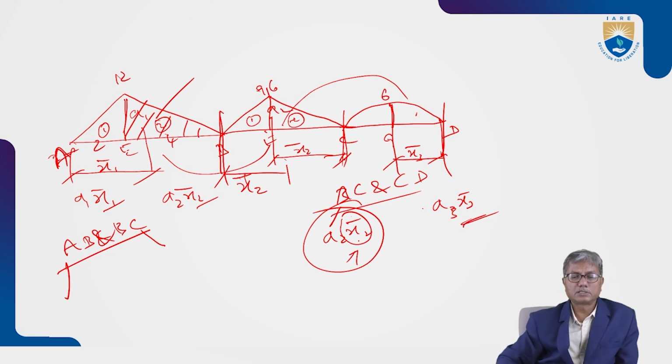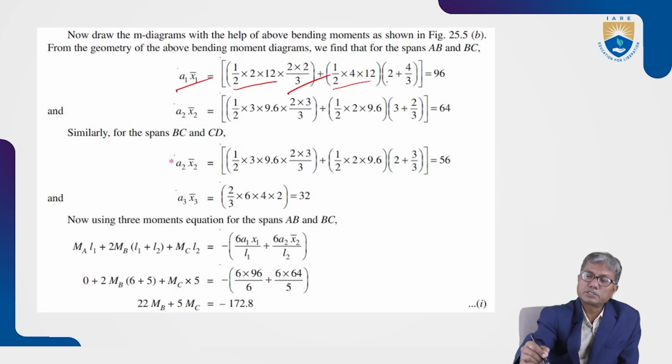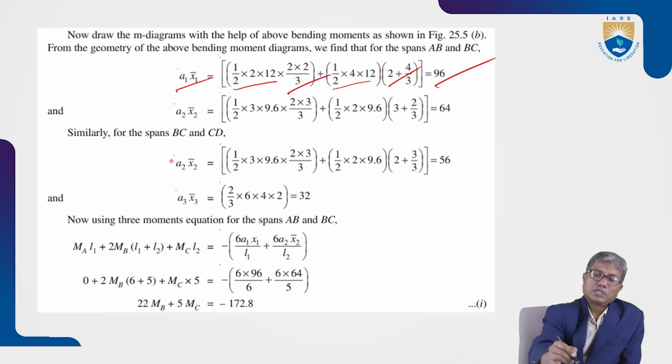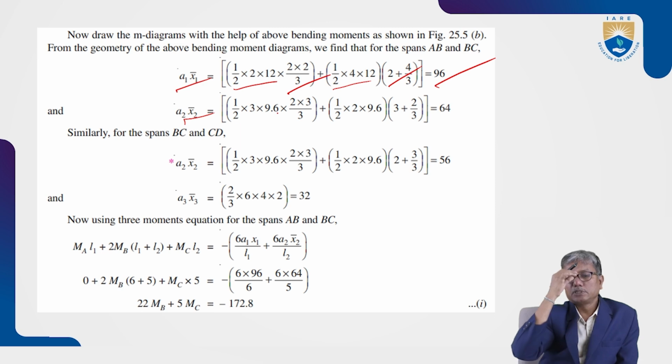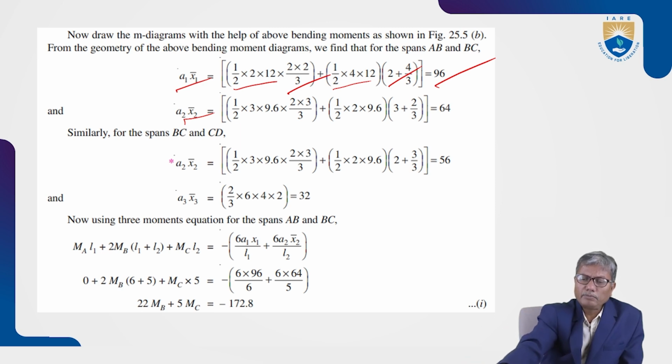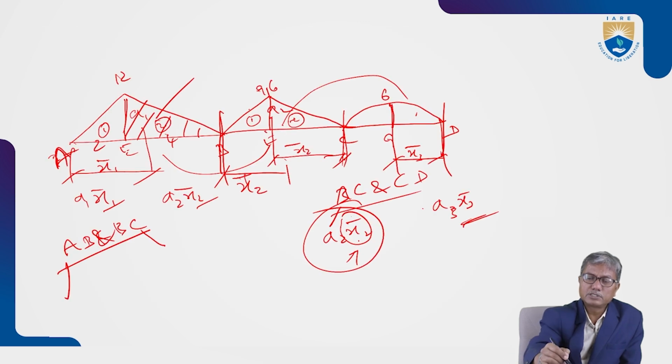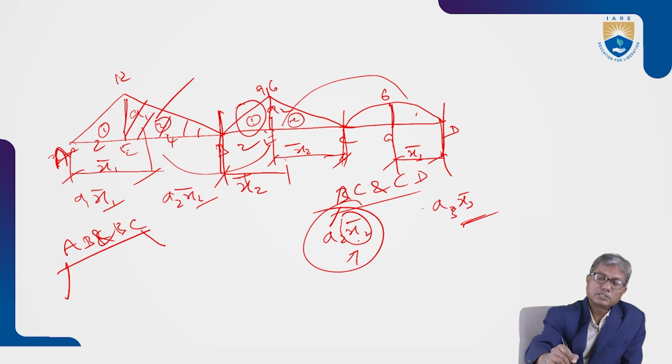And the distance of the centroid from A is 2 plus 4 by 3. So this is 96. A2 x2 bar: distances are measured from C. Here also, for the first part, for this part, area is half into 2 into 9.6, and the centroidal distance is from C.